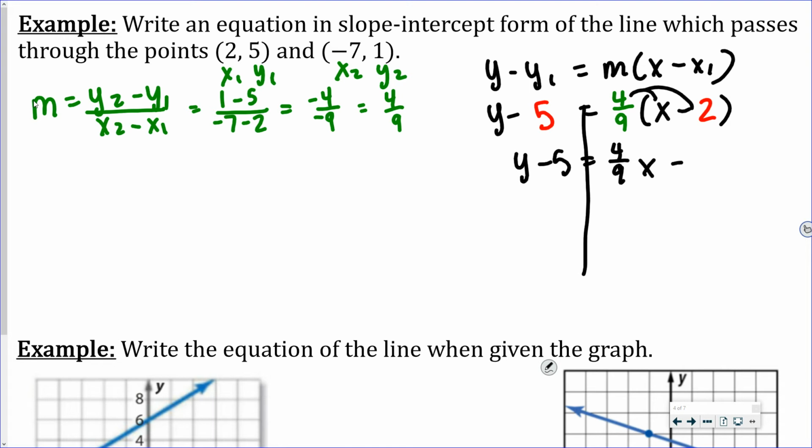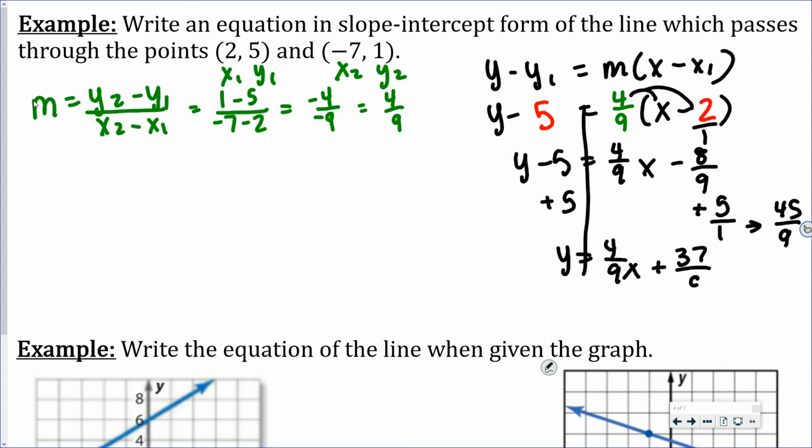Ooh, fraction. 2 times 4/9 would be 8/9. And then all you got to do is add over the 5. Okay, 5 think of that as 45/9. So 45/9 minus 8/9 would be 37/9. Yep, that's it.